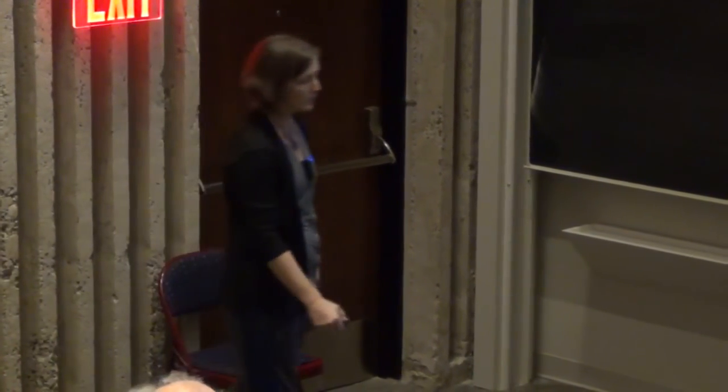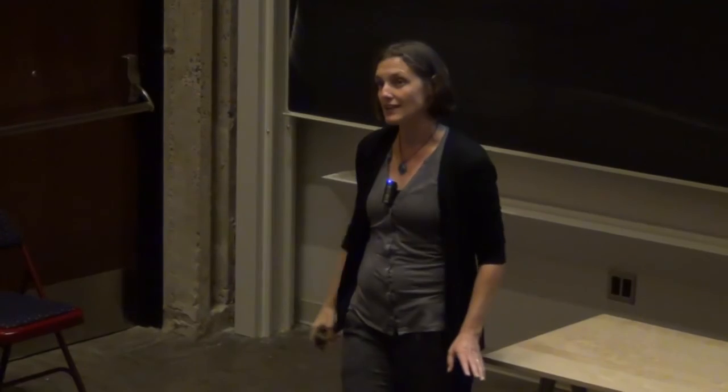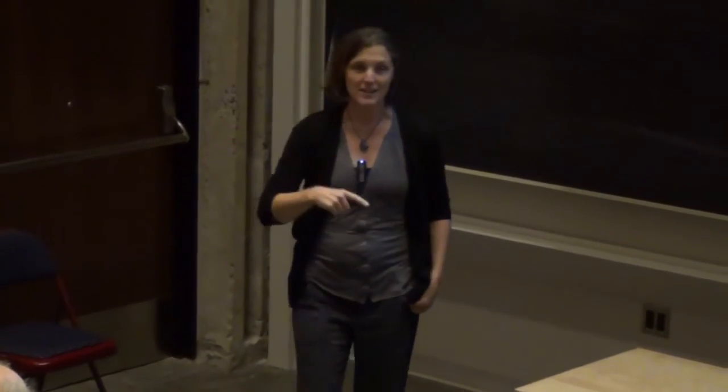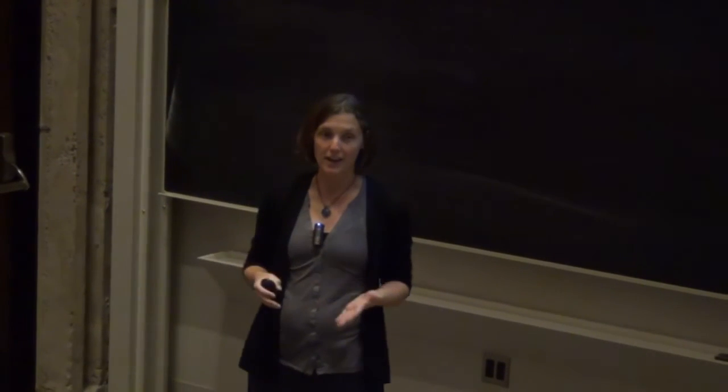So going back to where I started from, why do I think this is exciting? I think this is exciting precisely because we do see thin streams around our galaxy. And what you can actually say now is you can look at the PAL 5 stream and you can say, that's a regular orbit. You can look at the GD1 stream and you can say, that's a regular orbit. And that reminds me of sitting in nonlinear dynamics and actually making a Poincare map.